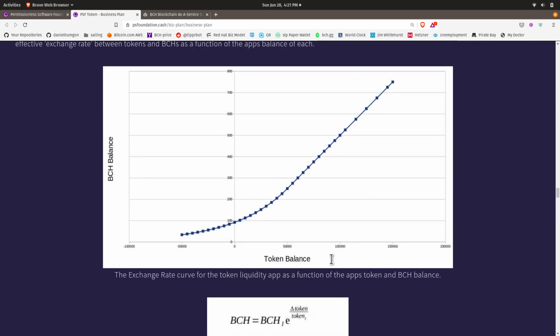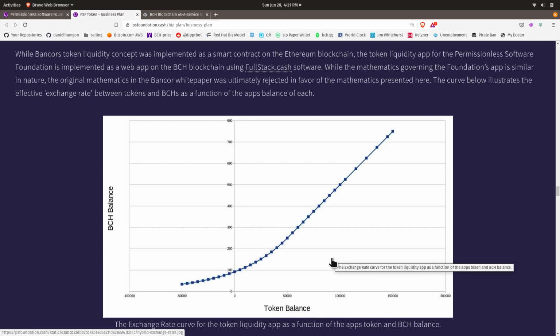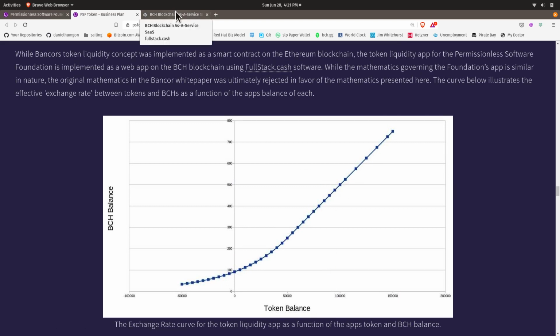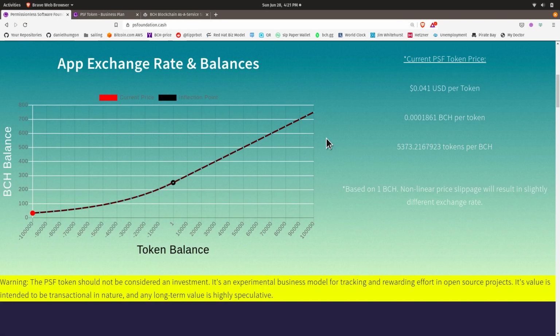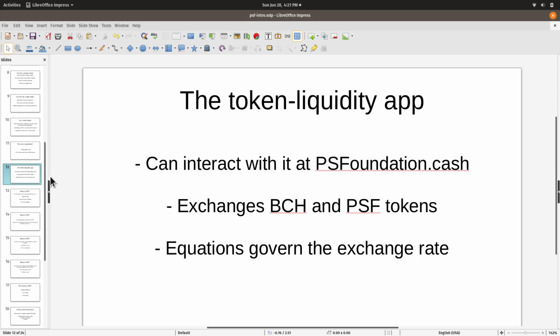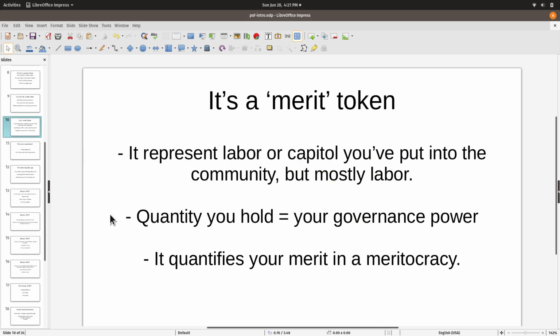So that's the gist. Again, the nitty-gritty details, but that's the important takeaway for this token liquidity app and how you exchange the token for Bitcoin Cash. And so to go back a step, this is a merit token. So the developers are rewarded in this token for the labor that they put into the community. And the token is used for governance, but you can also exchange it for Bitcoin Cash and feed yourself. That's a kind of an important quality of it.